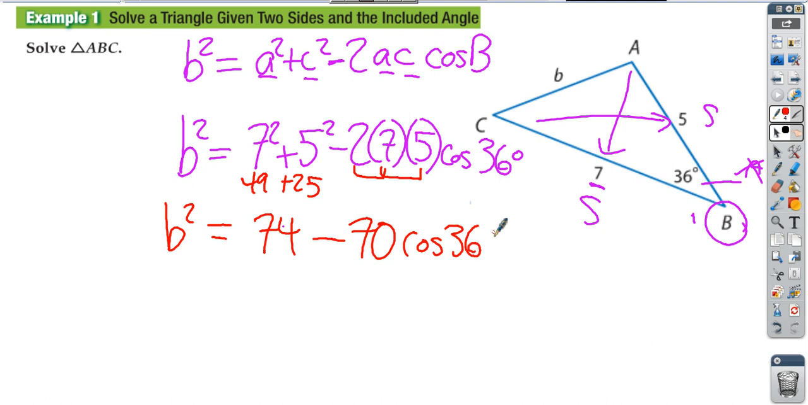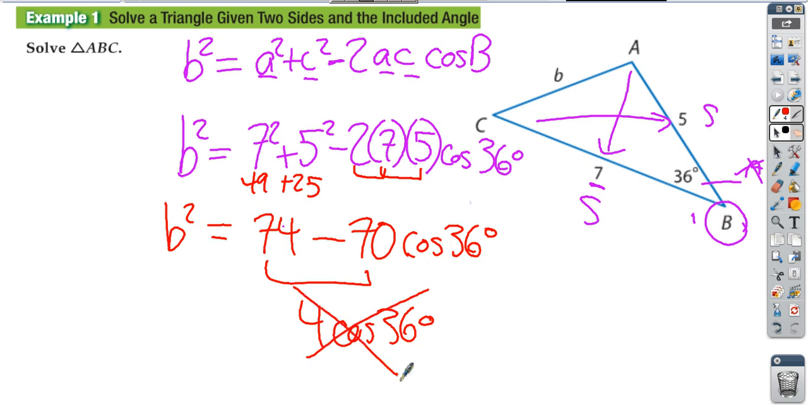Here's the mistake that people will make. They'll say, well, okay, well 74 minus 70 is 4. So that's going to be 4 times the cos 36. That's wrong, because that's an order of operations mistake. These are being multiplied and those are being subtracted, and you have to multiply before you can subtract.